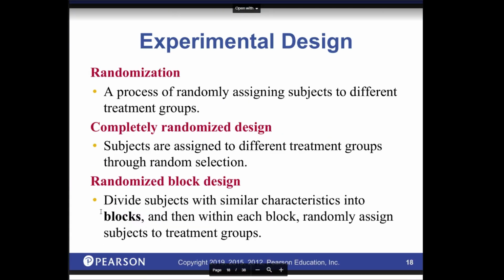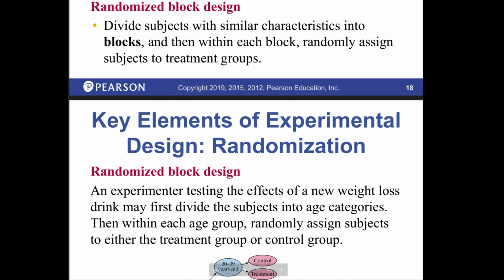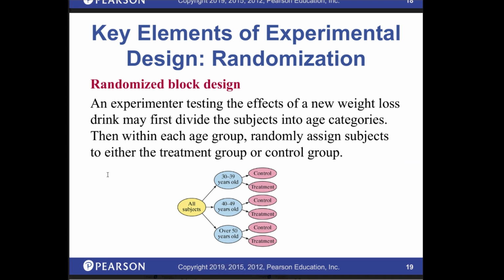So, in experimental design, randomization is a process of randomly assigning subjects to different treatment groups. In a completely randomized design, subjects are assigned to different treatment groups through random selection. A randomized block design divides subjects with similar characteristics into blocks, and then within each block randomly assigns subjects to treatment groups. An experiment testing the effects of a new weight loss drink may first divide subjects into age categories, then within each age group randomly assign subjects to either the treatment group or control group.